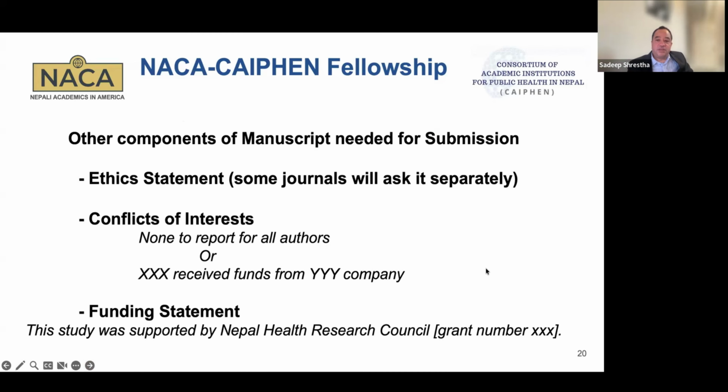Other components of the manuscript needed will be the ethics statement. You have to state what you did ethically. This is where the ERB and IRB come in too. You have to say that the ERB or IRB was approved by your institute or NHRC or a foreign institute or whatever. You need to state that, and then maybe even write the number.